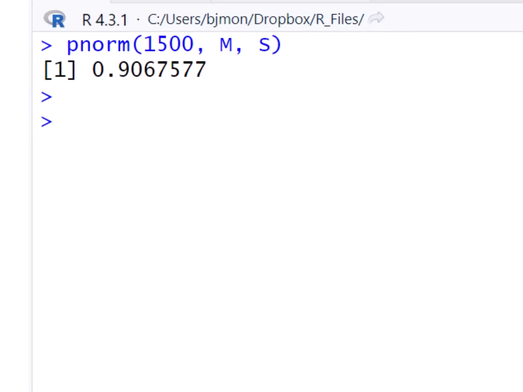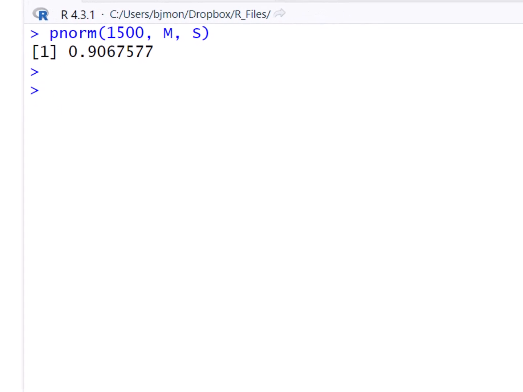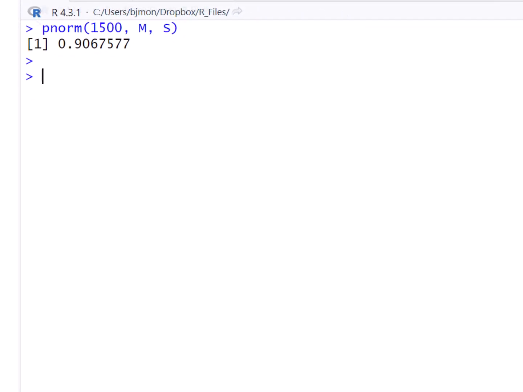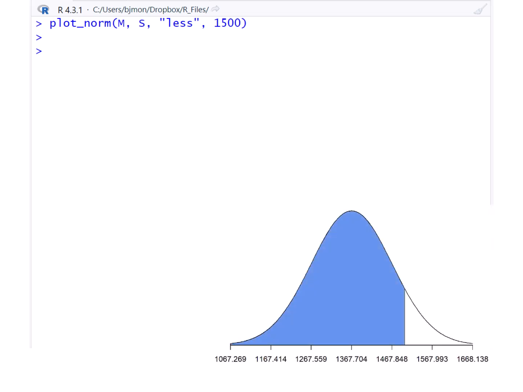Earlier, in the male brain weights example, we found that the proportion of brain weights less than 1,500 is about 0.906757. Let's visualize this area with the plotNorm function. So we use the command plotNorm m, s, less, 1,500 to view the area to the left of 1,500.